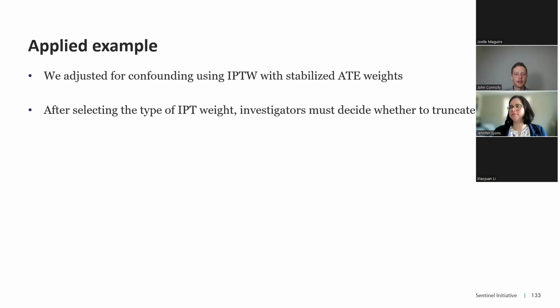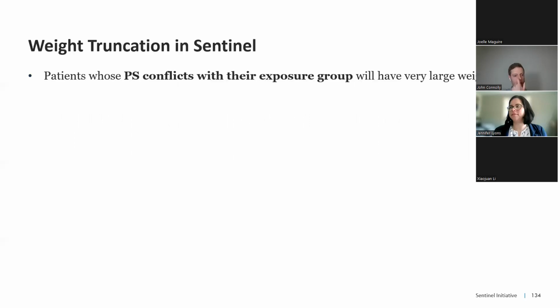Now, there is one other decision that you can make when you're using the Sentinel tools to do IPTW that we haven't talked about before, and that is whether or not you want to truncate the IPT weights. And so a little bit about weight truncation. I know you already heard some about this from Dr. Lee, but when you have a patient whose propensity score conflicts with their exposure group, so a treated patient who had a very low predicted probability of treatment or a reference patient who had a very high predicted probability of treatment, these patients are going to end up with very large weights, and therefore they'll be very influential in your IPTW analysis.